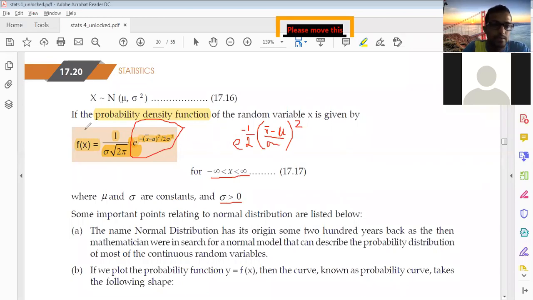Yes, sir, because otherwise we will not get an answer. If this denominator is 0, everything will be infinity. So we have to get an answer. The range should be minus infinity less than x less than infinity.